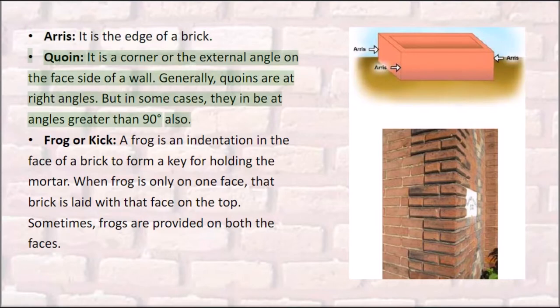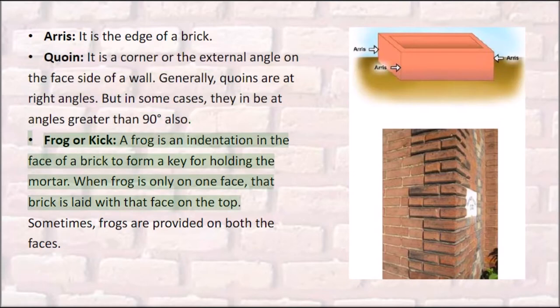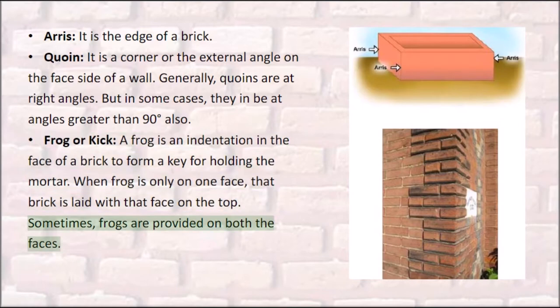Coin, it is a corner or the external angle on the face side of a wall. Generally, coins are at right angles. But in some cases, they can be at angles greater than 90 degrees also. Frog or kick. A frog is an indentation in the face of a brick to form a key for holding the mortar. When frog is only on one face, that brick is laid with that face on the top. Sometimes, frogs are provided on both the faces.